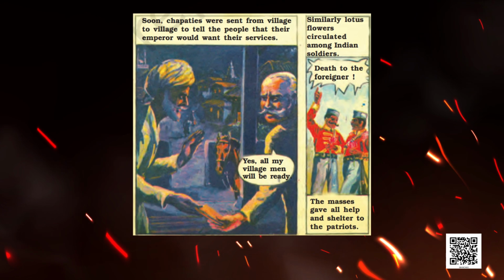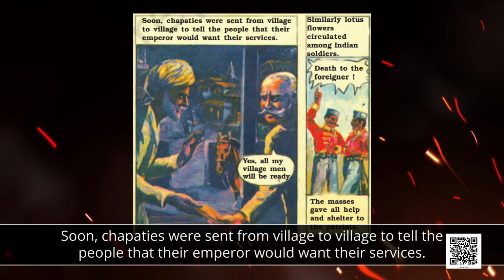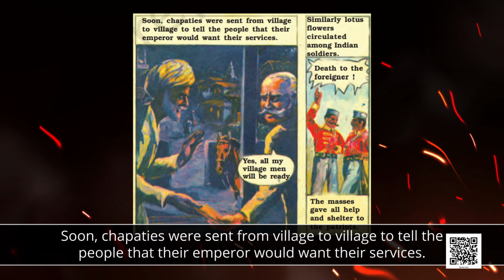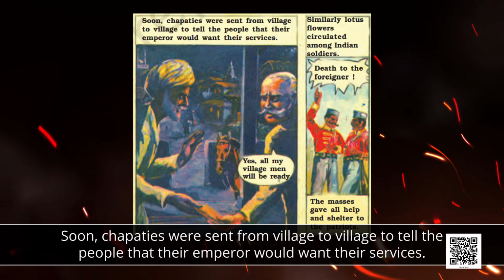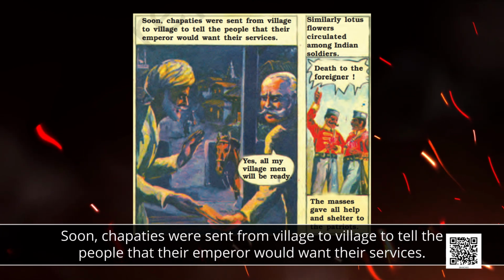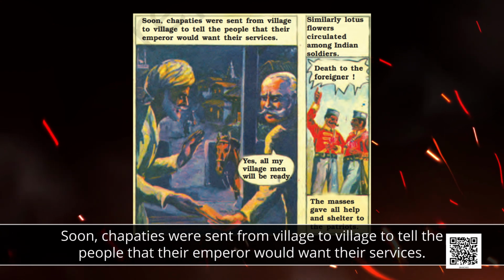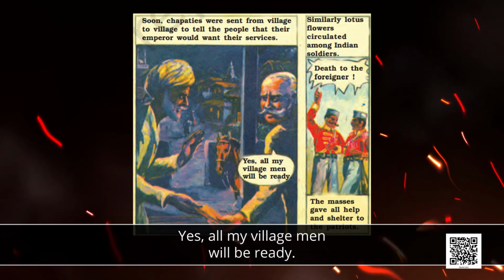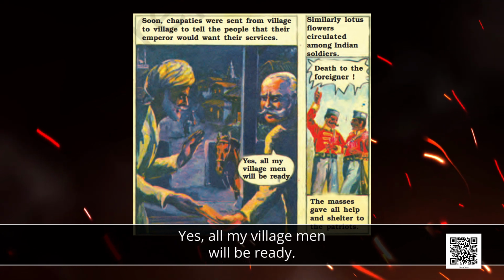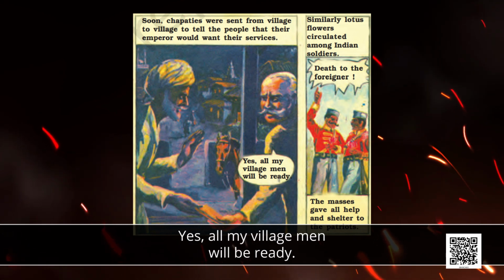In this picture, we see that chapatis were sent from village to village to tell the people that their emperor would want their services. So we see one man giving a set of chapatis to the other, and there's a message that all the common folk should join hands to support the Emperor Bahadur Shah Zafar. So the other man says, "Yes, all my village men will be ready." So this man is perhaps the headman of the village.